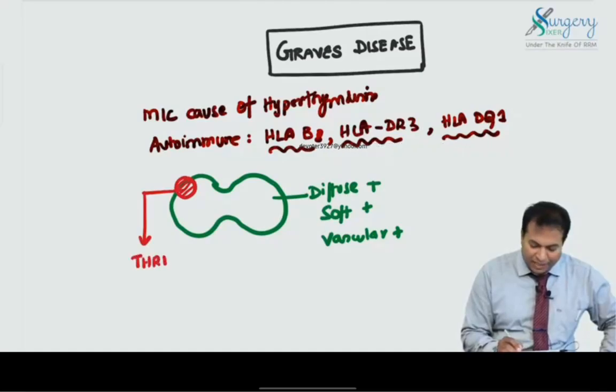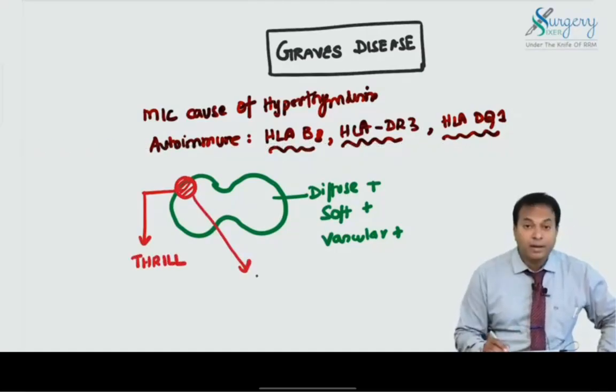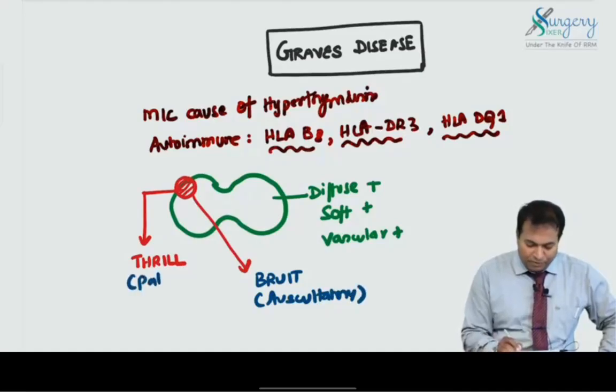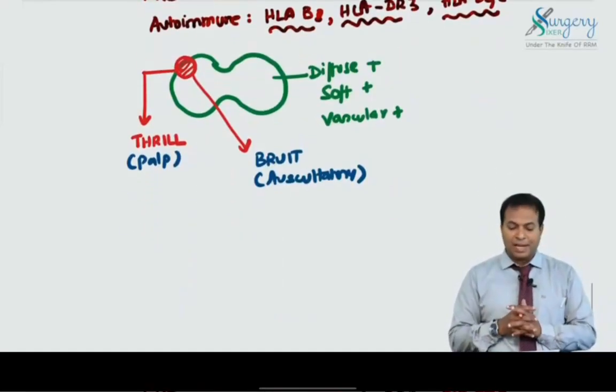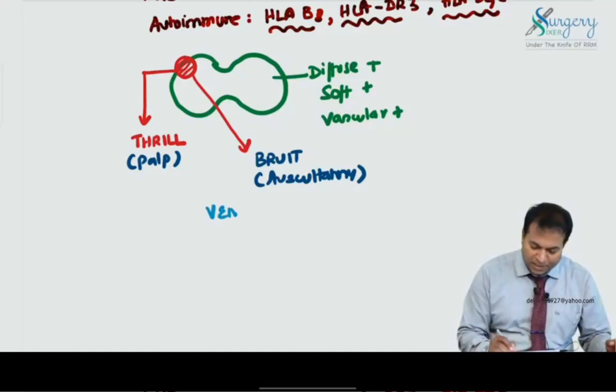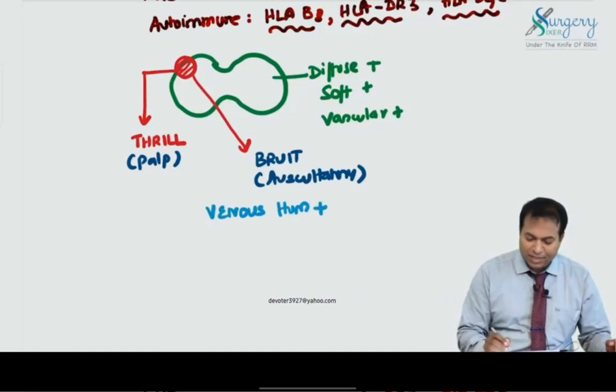When you palpate and find it, it is a thrill. When you auscultate with the stethoscope, it is known as a thyroid bruit. So the auscultatory finding is bruit, and the palpatory finding is thrill. We can also hear a loud venous hum. All these are due to increased sympathetic activity causing hyperdynamic circulation.